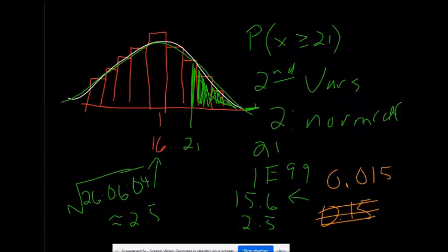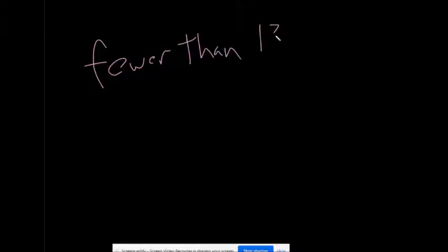Now we could also answer questions like, what's the probability of me winning, let's say, fewer than, let's say fewer than 13. So we're looking for the probability of x less than or equal to 13.